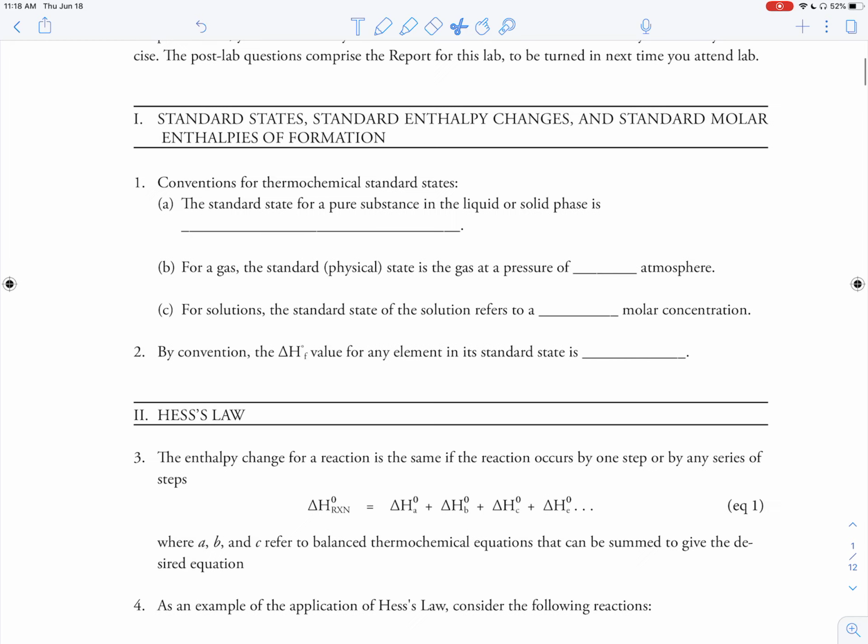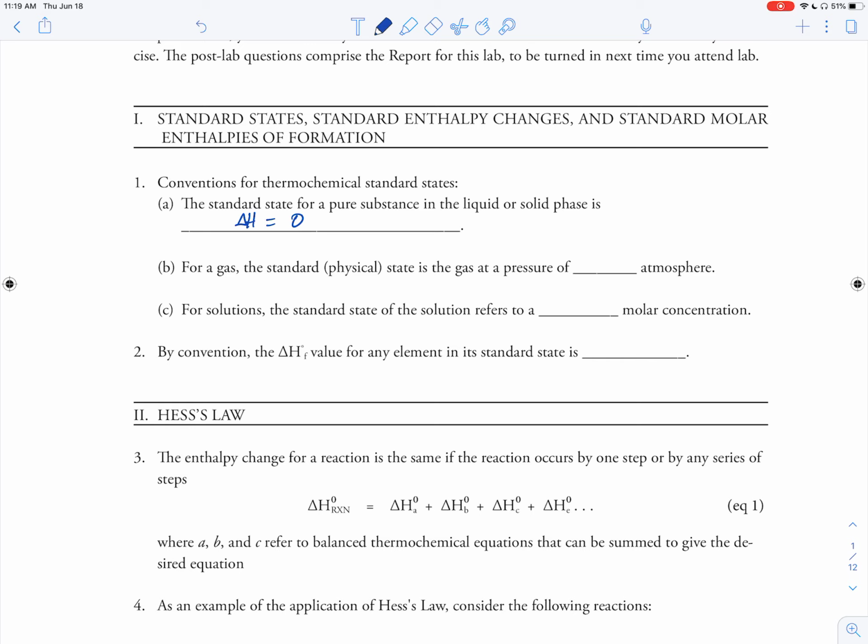So first off, I'm going to give you some basic pieces of information. When we're talking about thermodynamics, we need to talk about things like standard states. What does standard enthalpy look like? What kind of conditions are required for you to have standard state things? The standard state for a pure substance in liquid or solid is essentially set as a 0 value for the enthalpy or change in enthalpy for that substance.